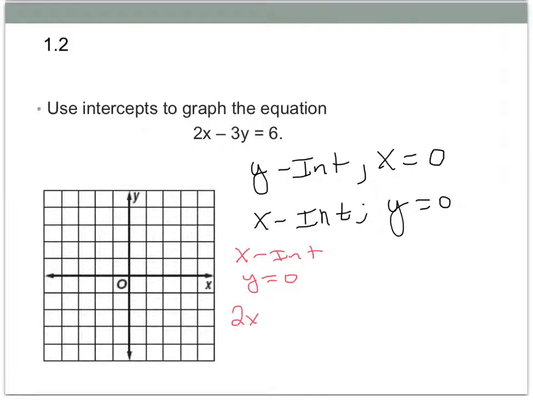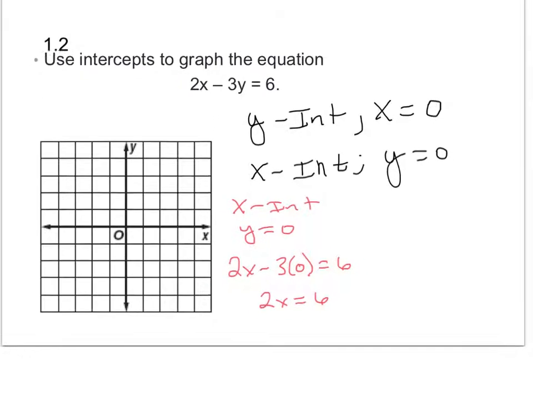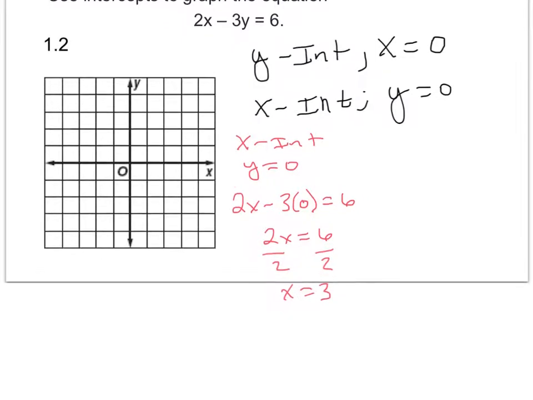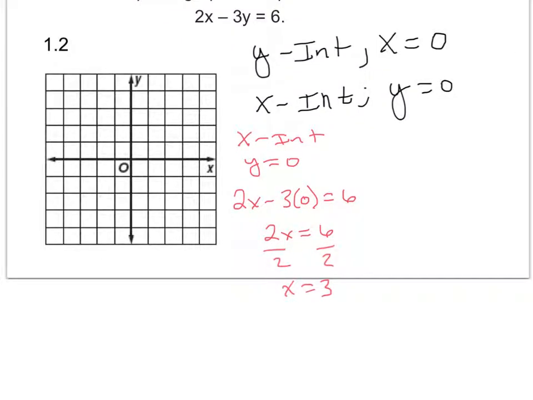And so I have my equation, but I plug in 0 for y. 2x is equal to 6. And so we divide by 2, and x is equal to 3. So what that means is now is that I have the point (3, 0). And I'm going to go ahead and plot 1, 2, 3, 0.